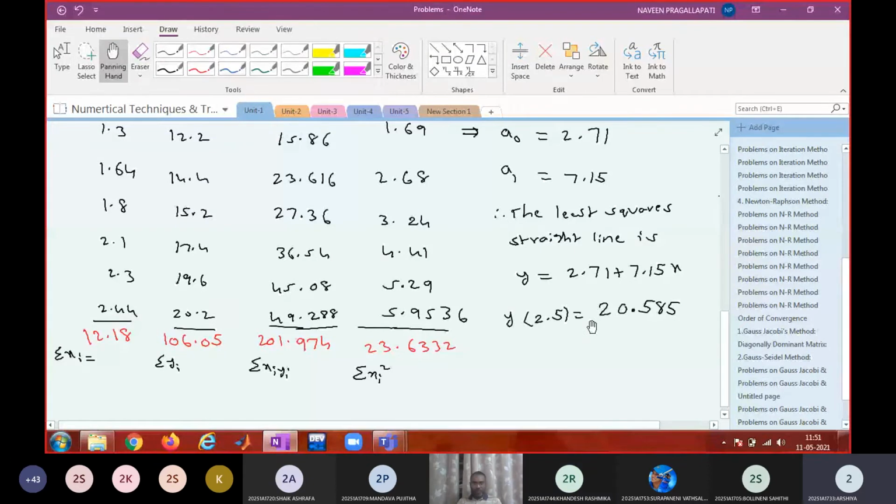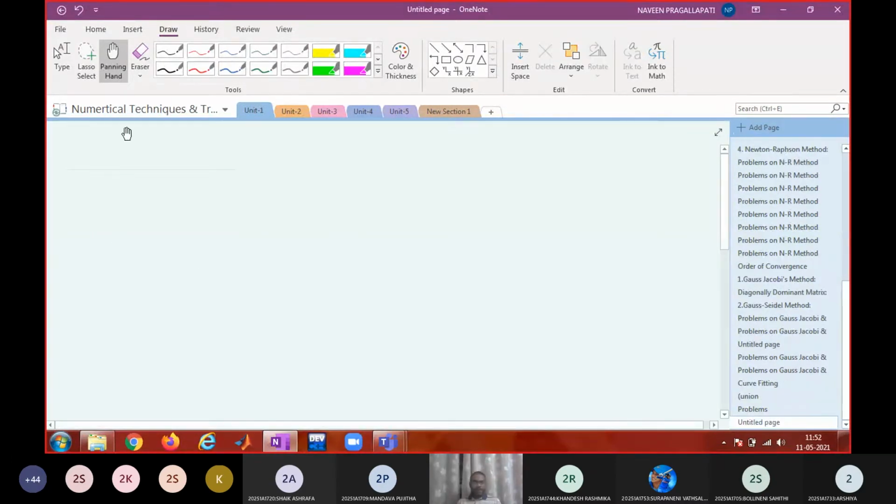Okay. So now we'll do one problem on parabolic curve fitting. Okay, note down. Fit a parabola for the following data. Now I will be writing x and y values in a column way. Okay, you just copy and prepare the table accordingly.